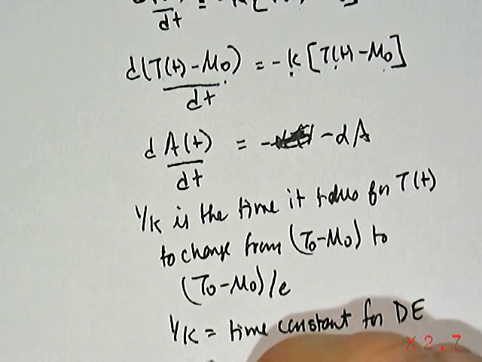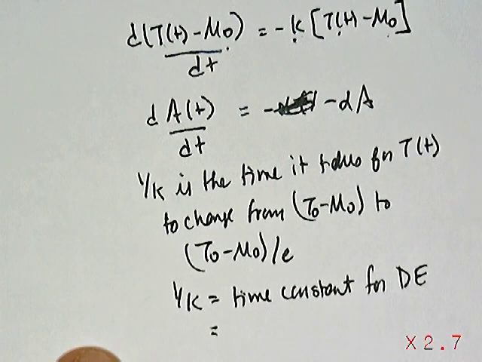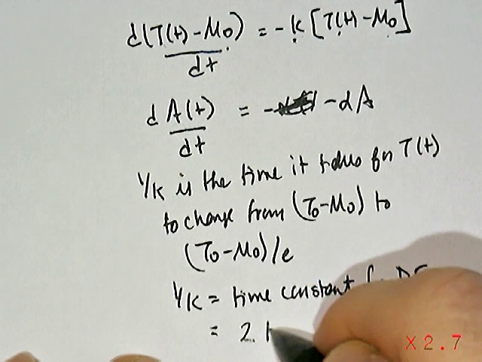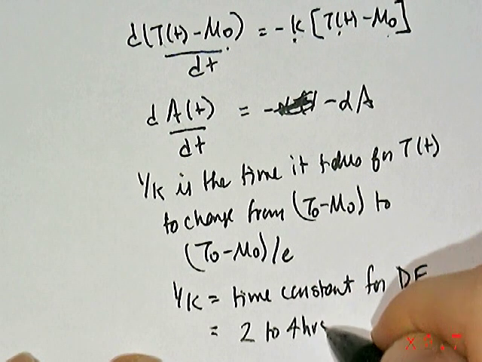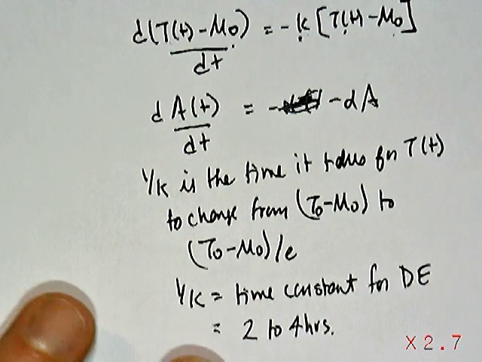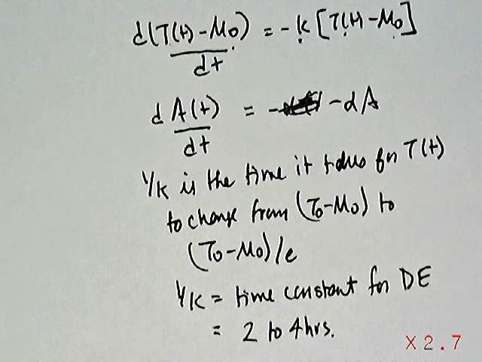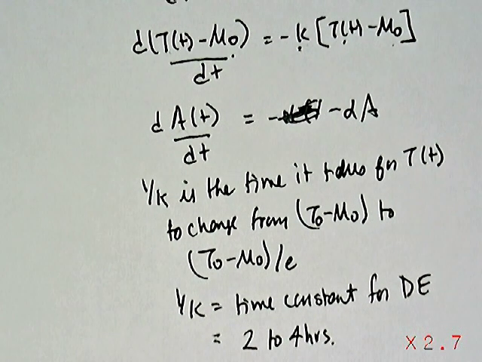Typical values for 1 over K in the heating and cooling arena are typically 2 to 4 hours to get a significant change in temperature. You think of the cycle of days, of a daily temperature change inside your house. That's when you would notice the most difference, somewhere between 2 to 4. But the value of the time constant for the differential equation is called 1 over K.